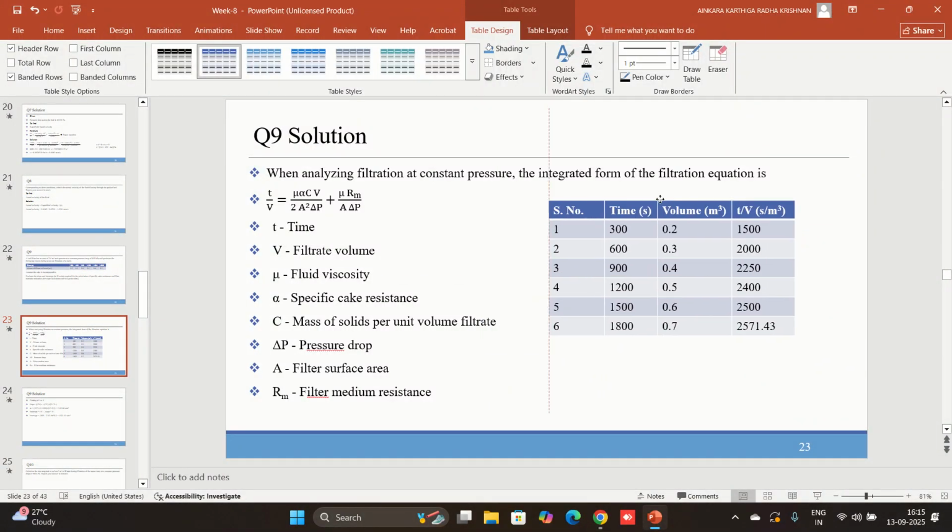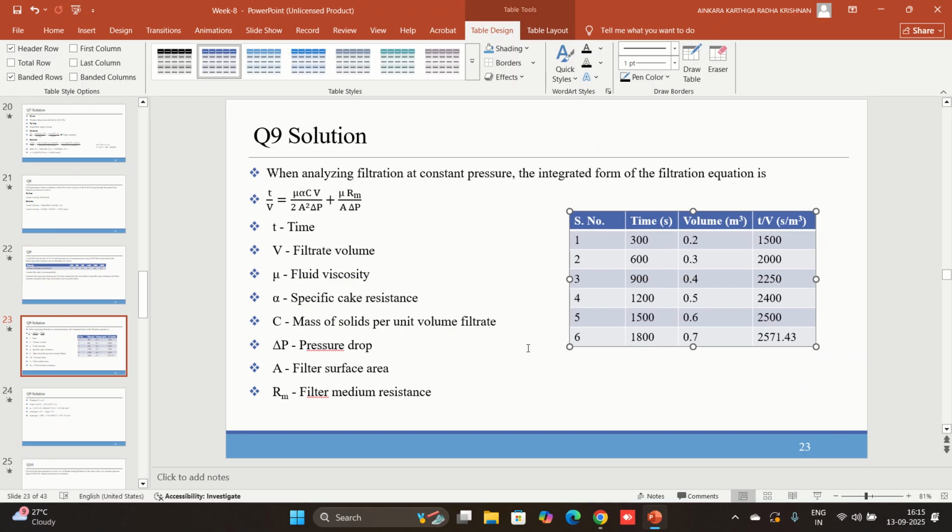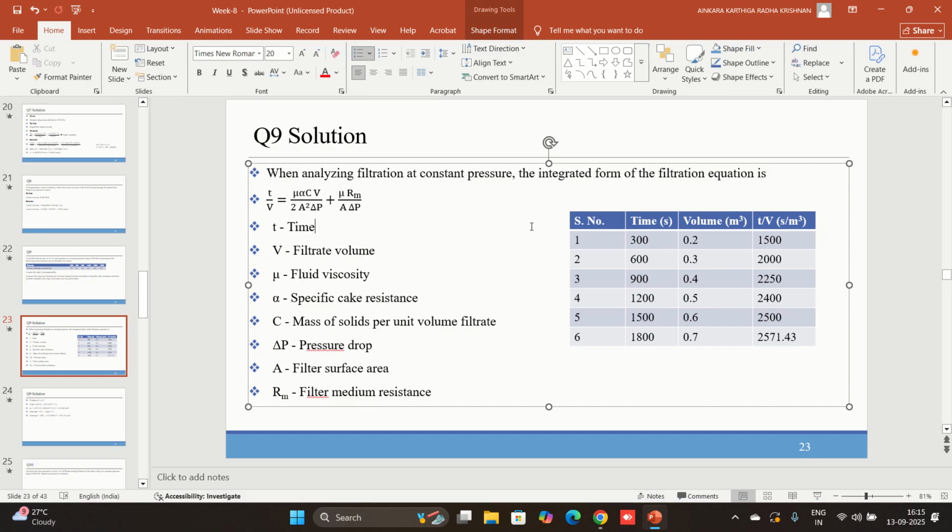Since it was occupying more space, I just want to reduce the space. So when analyzing filtration at constant pressure, the integrated form of the filtration equation is T by V is equal to mu alpha CV by 2A square delta P plus mu into Rm by A into delta P.